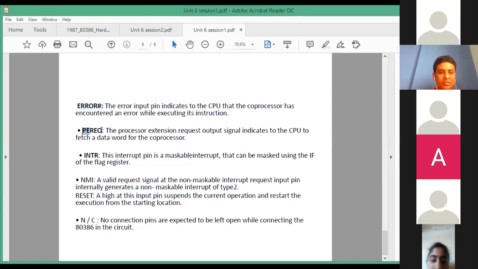PEREQ is the processor extension request, which is an output pin. It will send the request through this pin. INTR is the interrupt request. NMI is non-maskable interrupt. NC is no connection. So I hope all the pins are covered.